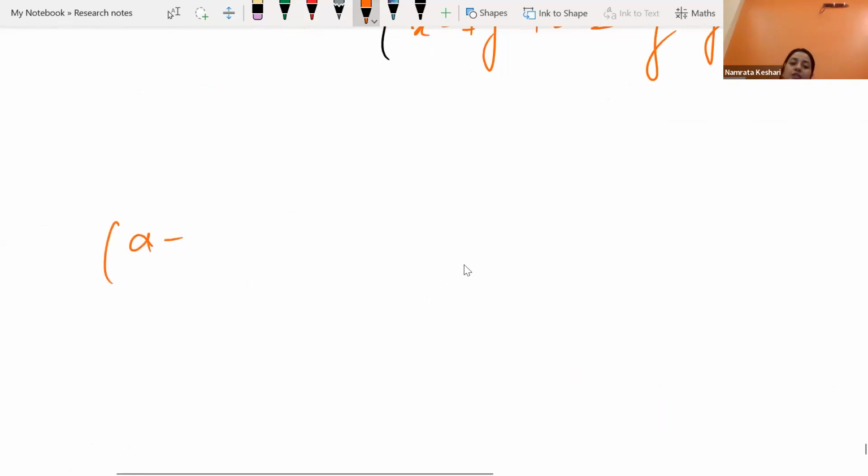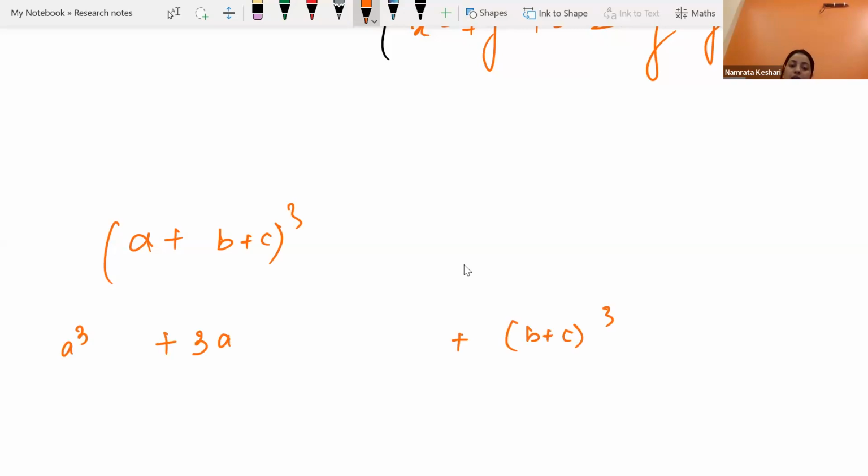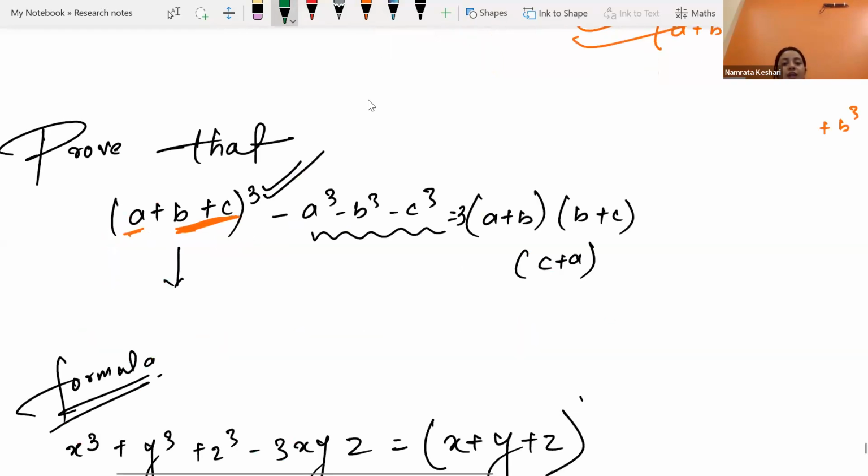A plus b plus c whole cube. We'll be using the formula: the first term cube plus the last term cube, plus 3ab, here 3a, and our b is this one. Don't get confused, in bracket a plus b. Any confusion so far? Yes, this is a and this is b. A plus b whole cube formula we have applied.